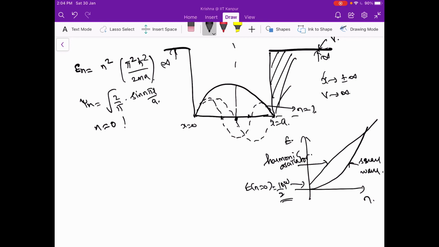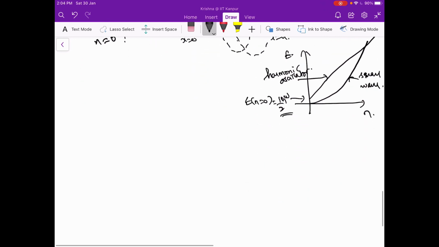So these are the two potentials which we saw under this condition, that as x tends to plus or minus infinity, V tends to infinity, right? So both the harmonic oscillator and the square well potential have these characteristics.